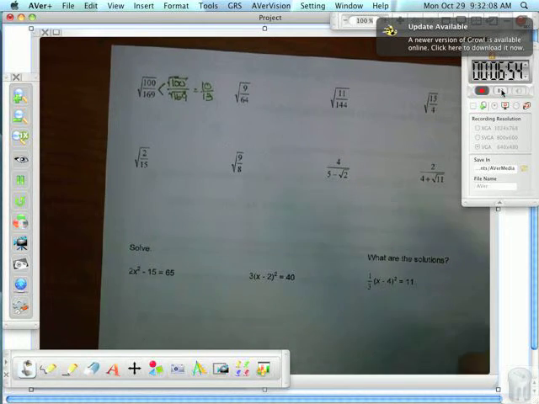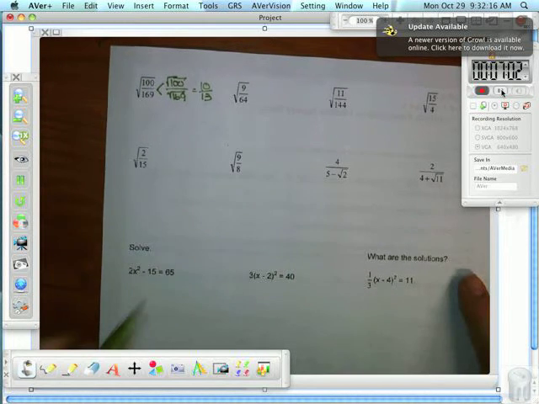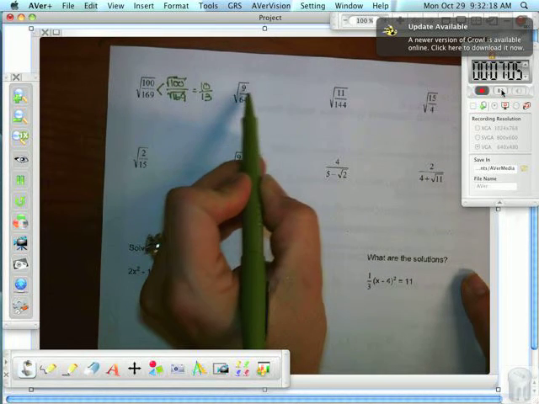You just leave them like that. All right, so this one too. Aren't they both perfect squares? So what's the answer? 3/8.